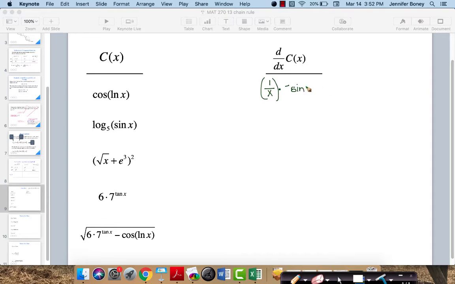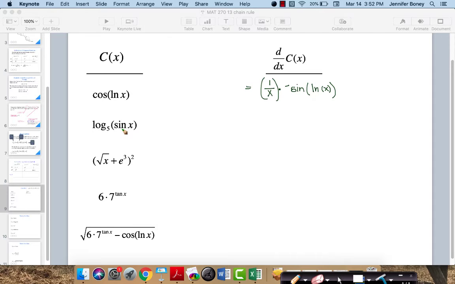Derivative of cosine of x is just negative sine of x. Derivative of cosine of this is going to be negative sine of the exact same thing, natural log of x, with this extra factor tagged on, the derivative of the inside. So the derivative of this first c of x is 1 over x times negative sine of natural log of x. Let's look at the second one.